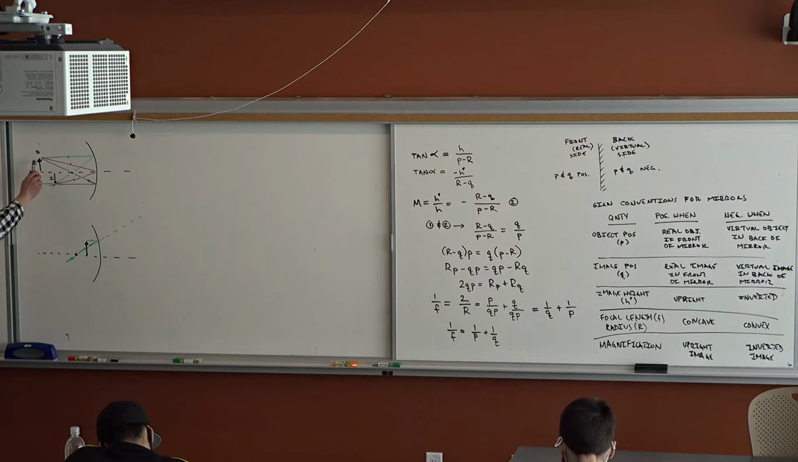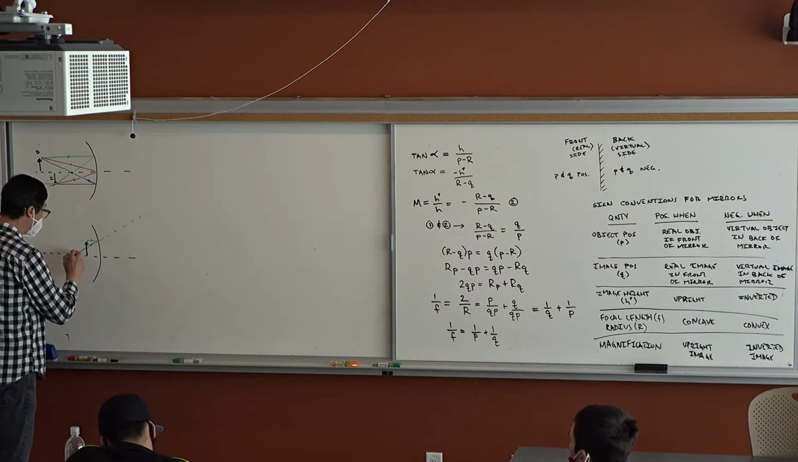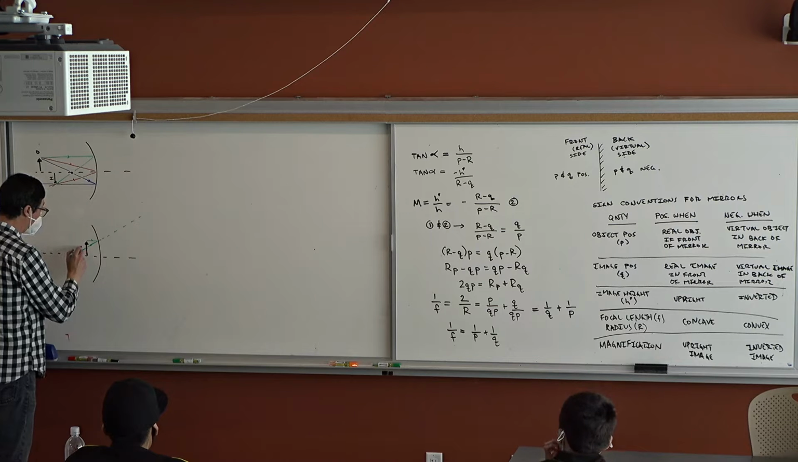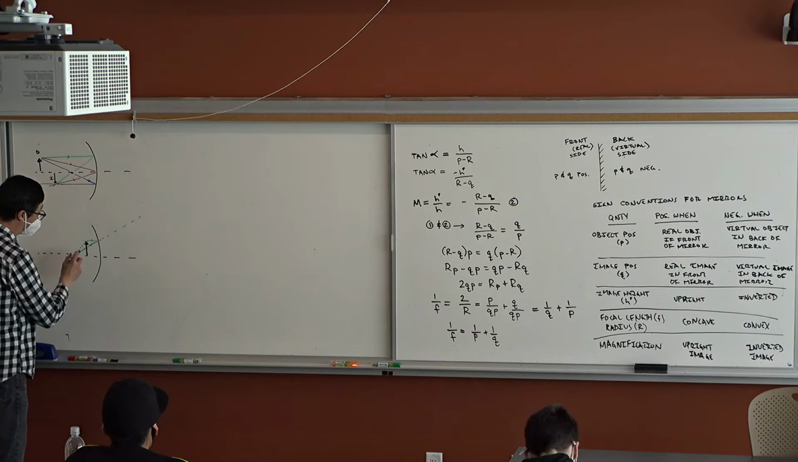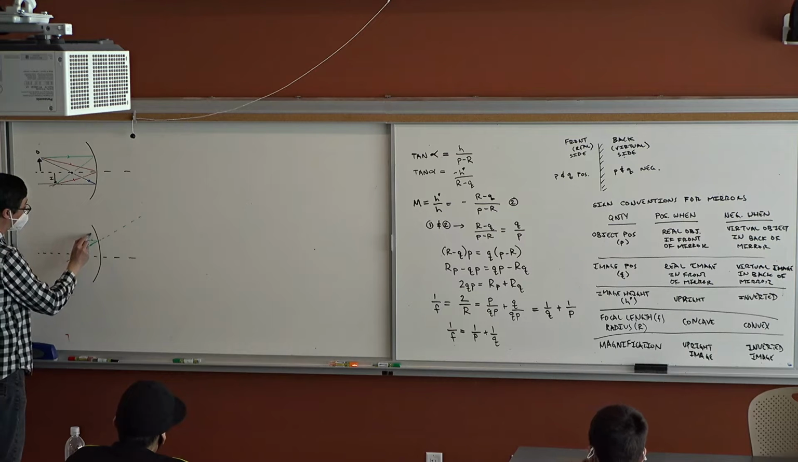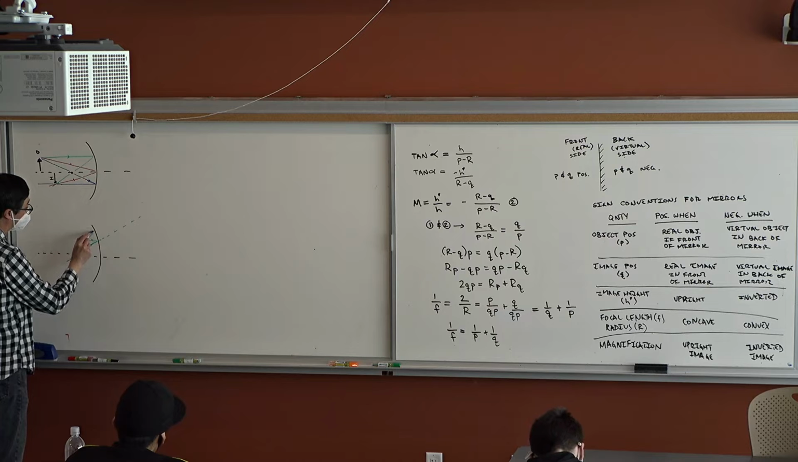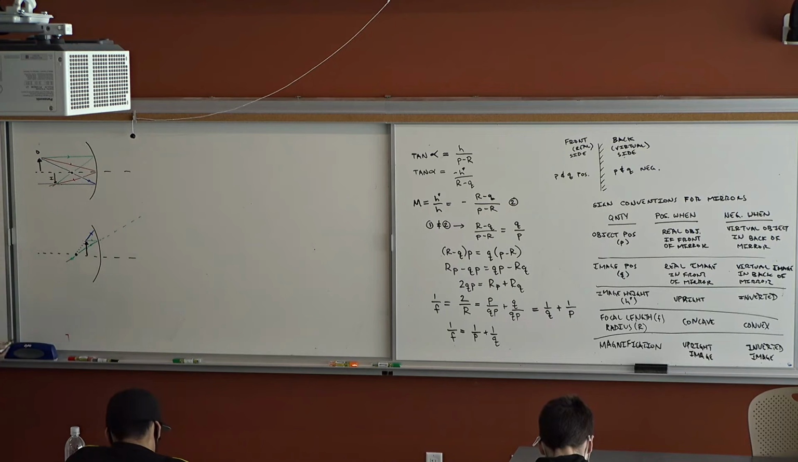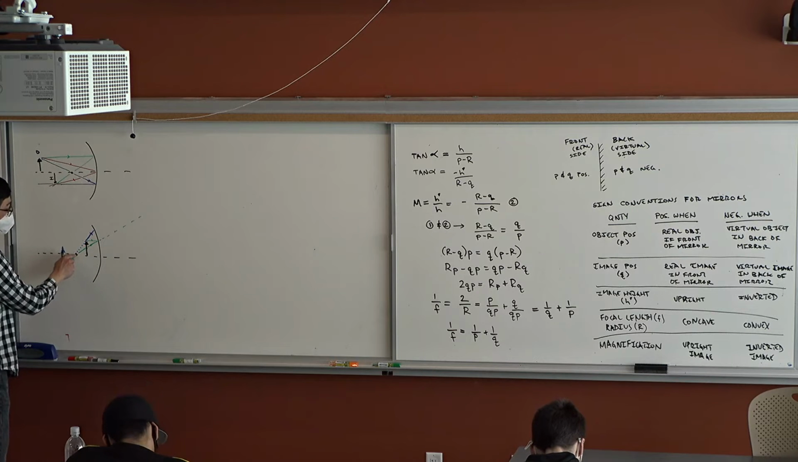If I try and draw the one that passes through the focal point on its way to the mirror, this time we have a problem. Why? It's already in front of the focal point. And so instead, I'm going to draw the one that is on the line that connects the focal point to the point of interest.